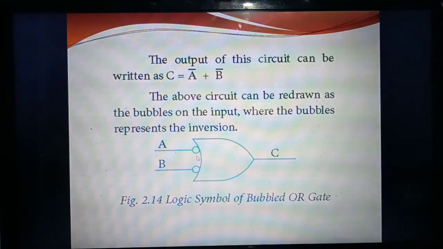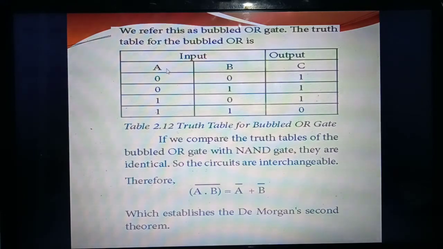Listen carefully. What's the meaning here? A is inverted as well as B is inverted, giving the input to the OR gate, and you get the output C equals A bar plus B bar. This is the symbol for the bubbled OR gate. Understand? Yes.